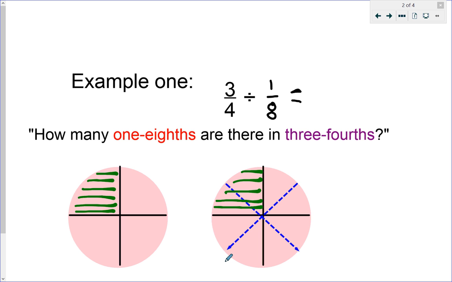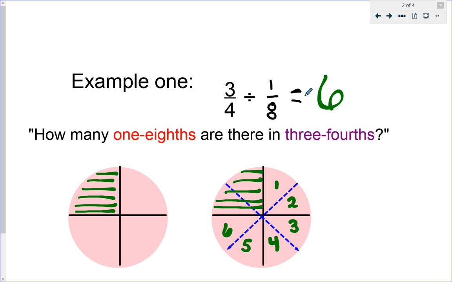So if I want to know how many 1/8 are in 3/4, I'm going to count out what I see in that 3/4 circle. So I have 1, 2 pieces, 3 pieces, 4 pieces, 5 pieces, 6 pieces. So when it asks how many 1/8 are there, there are 6. 6 1/8 in 3/4. So 3/4 divided by 1/8 gives us 6.